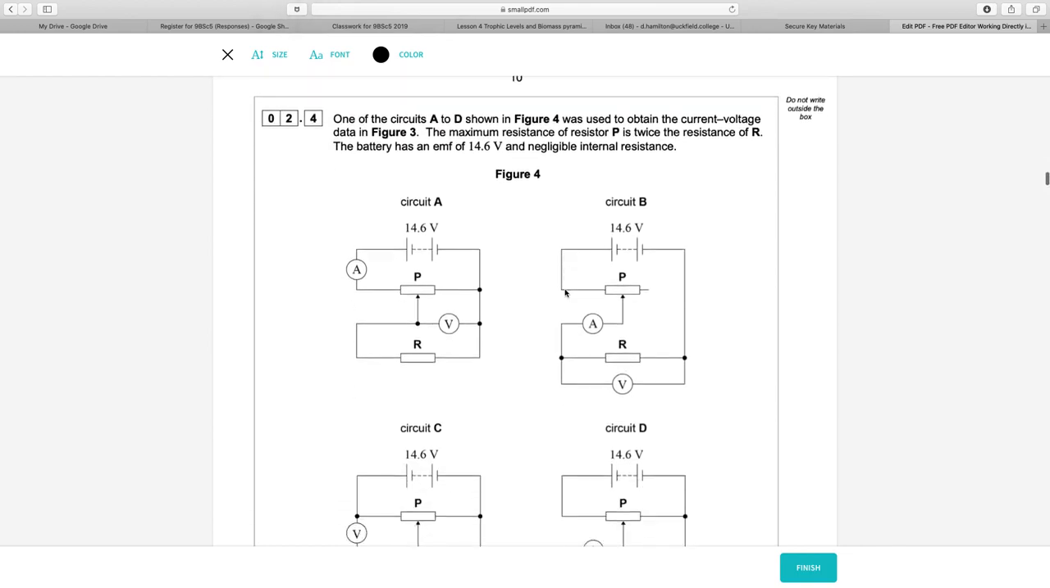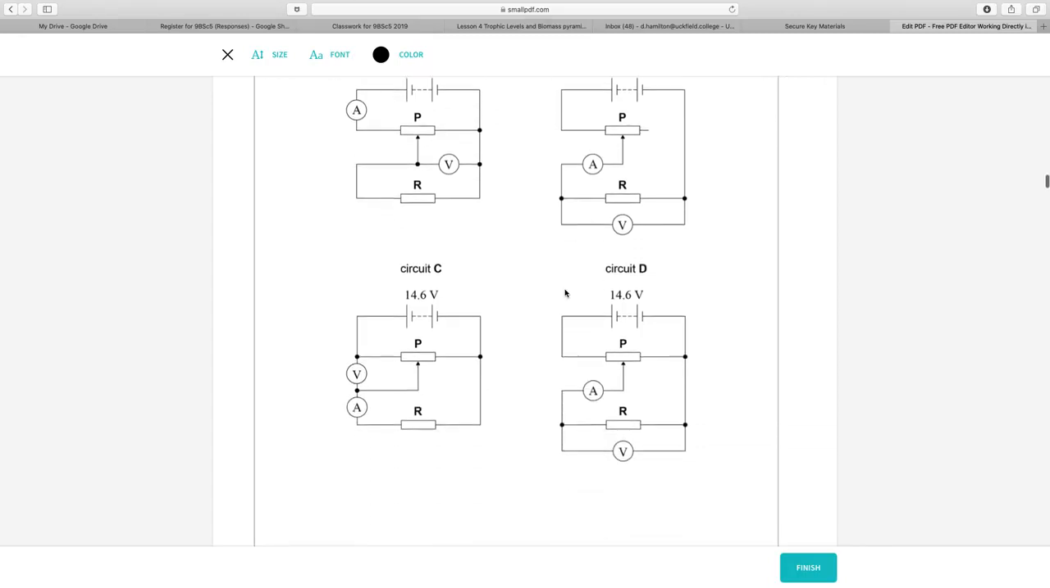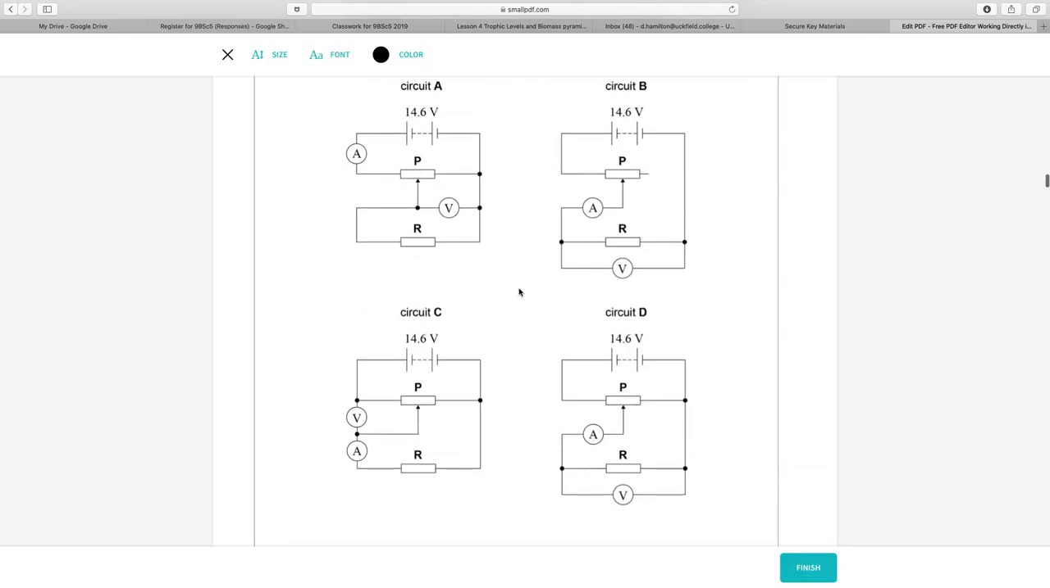2.4. One of the circuits A to D shown was used to obtain the current voltage data in figure 3. The maximum resistance of P is twice the resistance of R. The battery has an EMF of 14.6 and negligible internal resistance. So, one of these four circuits is right, the others are wrong. We need to proceed really carefully.